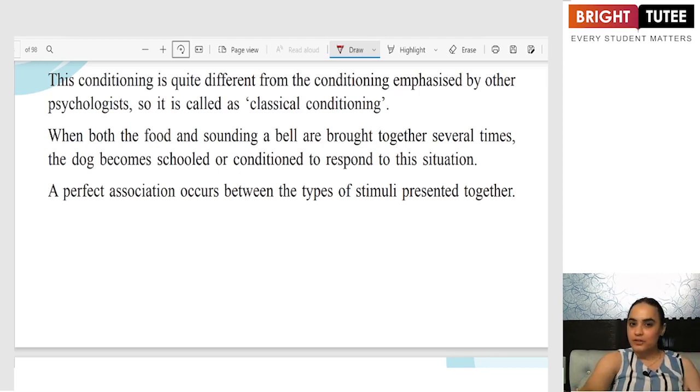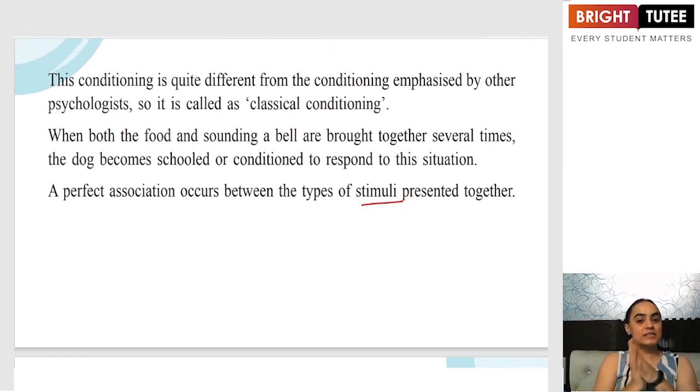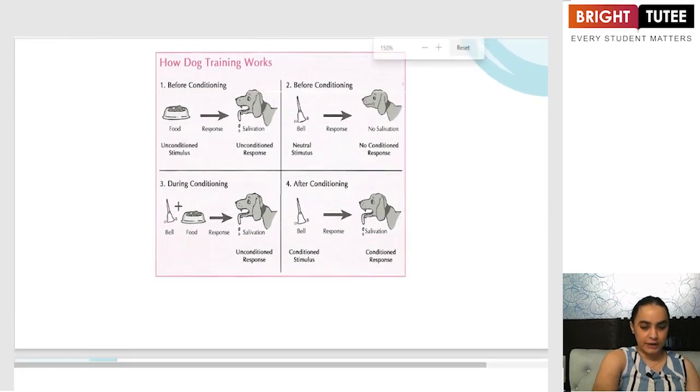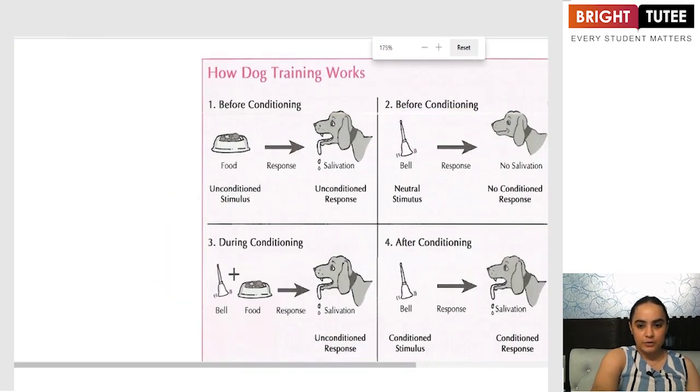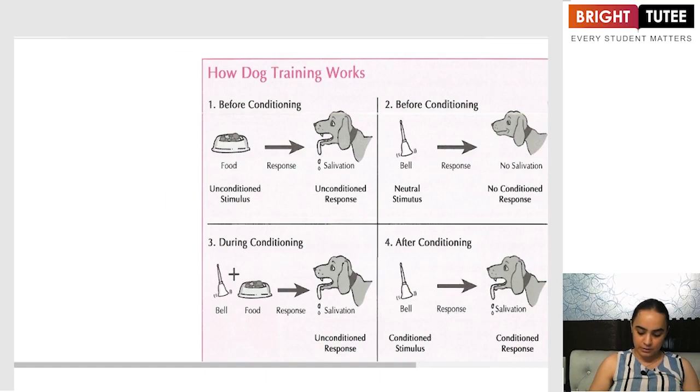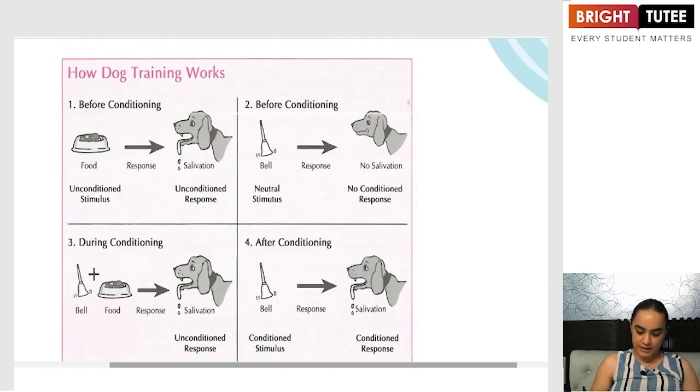As we told you, there was a time when just the bell sound made the dog salivate. Why did this happen? Because now the stimuli and the response were totally associated with each other. The dog knew that the ringing of the bell means offering of the food. This is the picture that I talked about. I am going to zoom it a bit so that you are able to understand it.